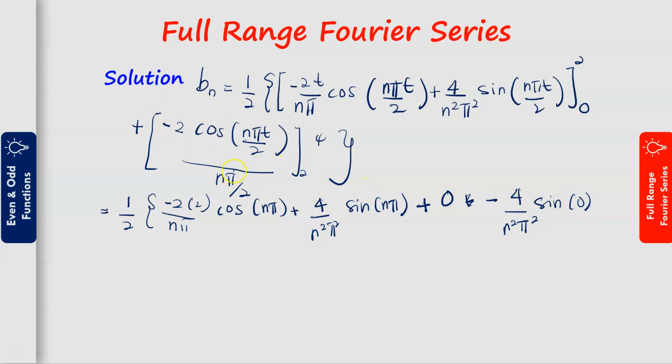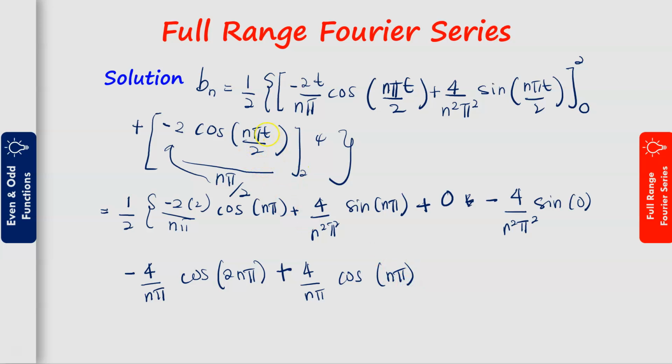And for this part, this one I can move up. I will have minus 4 over n pi cos, our t is 4. So we have here 2 n pi, and then minus, and then minus. So we have plus here because now we go to the lower limit. 4 over n pi cos n pi, because our t is equal to 2.